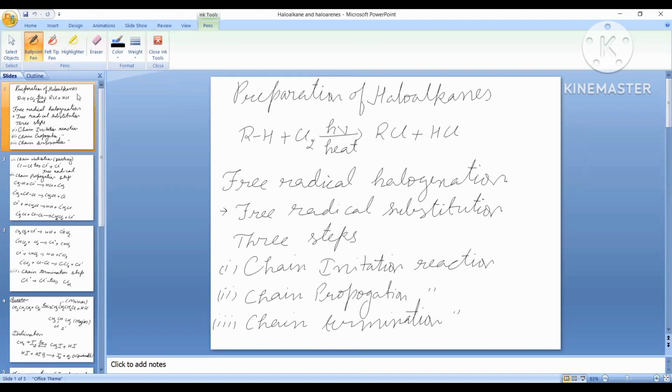Okay, so we have taken a hydrocarbon, and in the presence of Cl2 and light, it makes haloalkane, and HCl is formed as the byproduct. This is the haloalkane we needed. This is by alkane, so free radical halogenation is required. Free radical mechanism is the important part, you can highlight it.